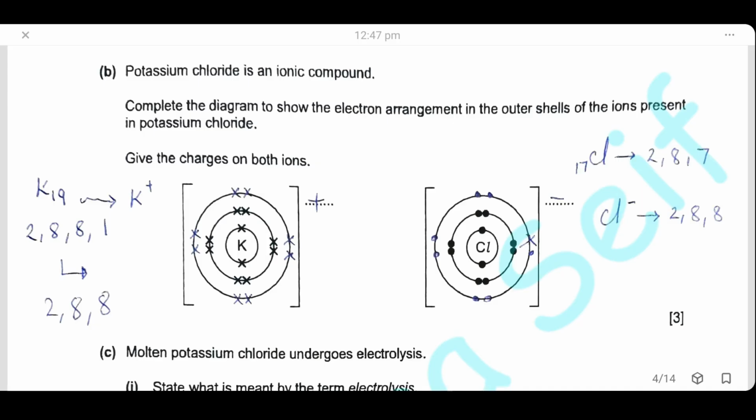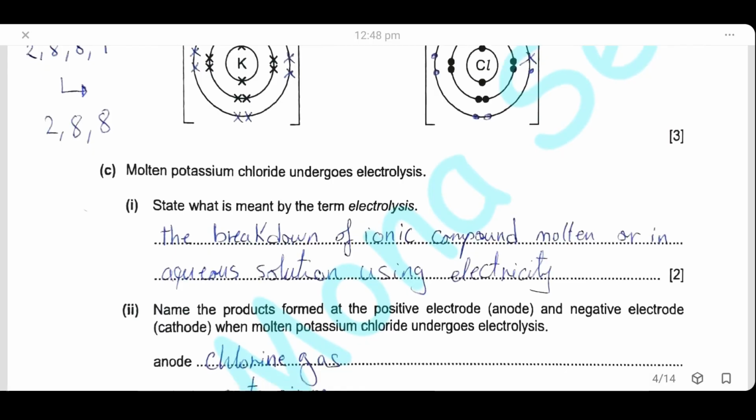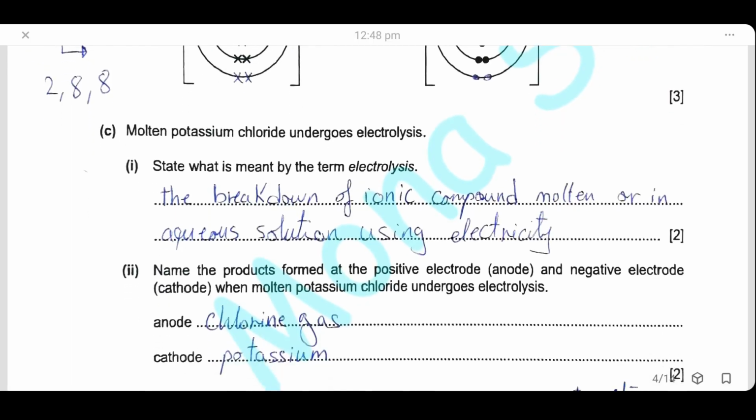A chlorine atom has an electronic distribution of 2, 8, 7. When it accepts 1 electron from potassium, it will be 2, 8, 8. Here again, we will draw the electronic distribution of the outer shell in the case of chlorine. Remember to add 1 electron with the symbol X as it comes from the potassium, and the negative charge for the chloride ion, of course.